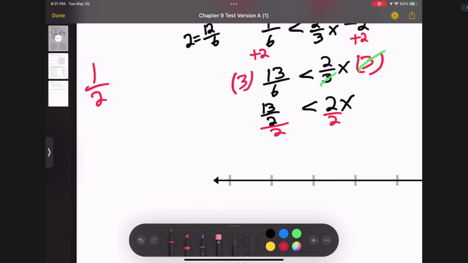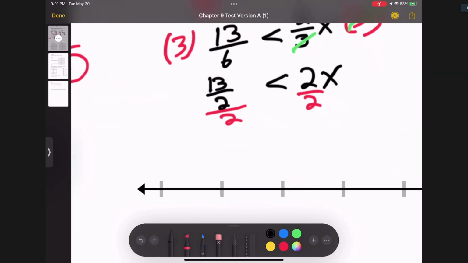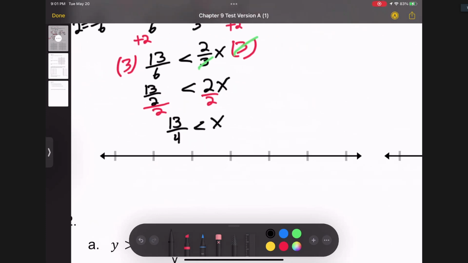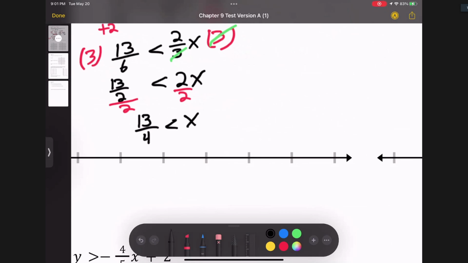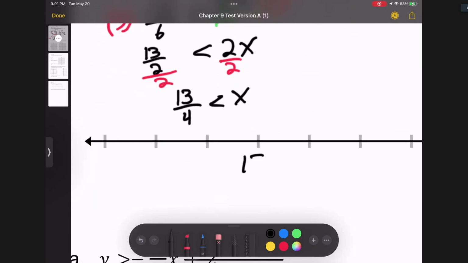So if I were to do half and then half it again, that is really saying 1/4. What am I doing? Multiplying both denominators together in order to get my new denominator. So in this case, this will be 13 over 4 is less than x. Or you can read it the other way. X is greater than 13 over 4. You can look at it either way. It's up to you, however you want to read it. I'm just going to have this point right here to be 13 over 4.